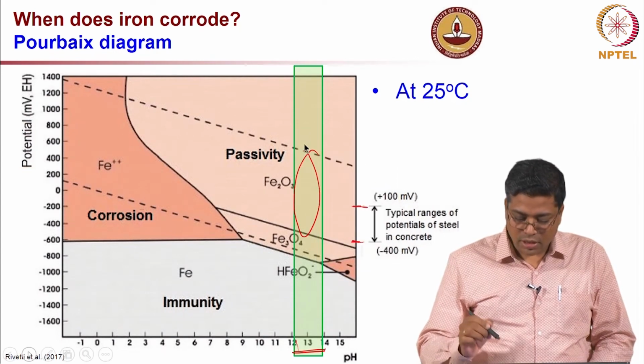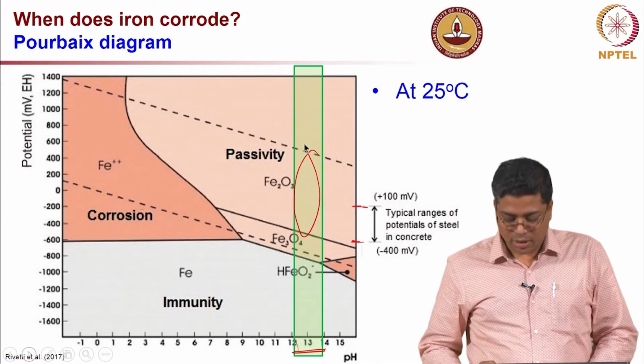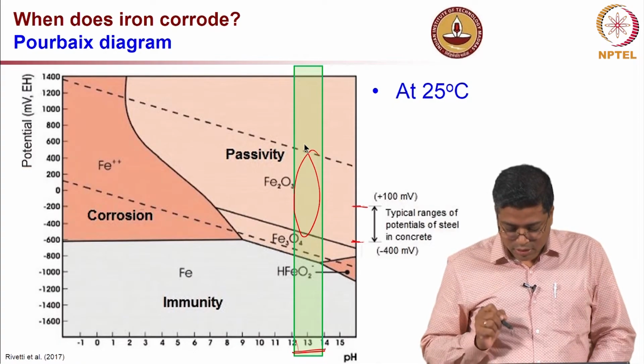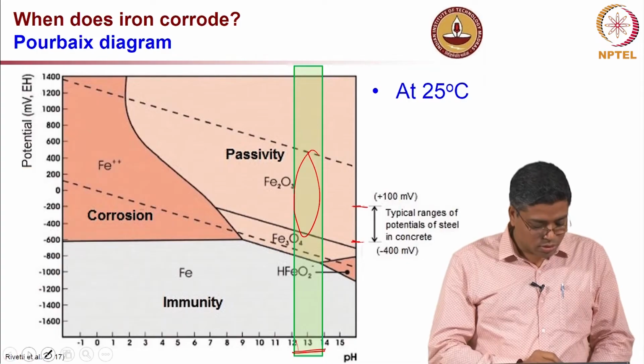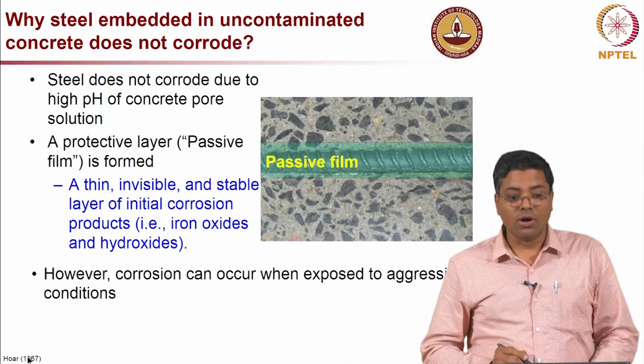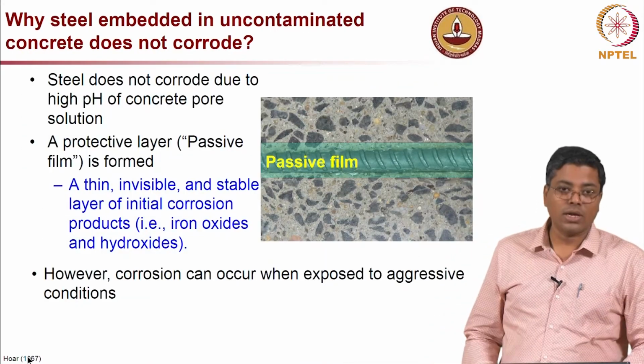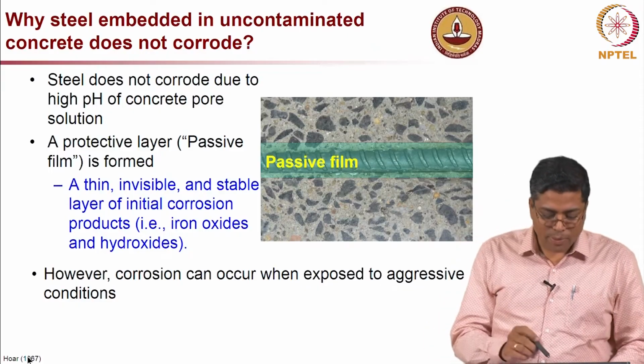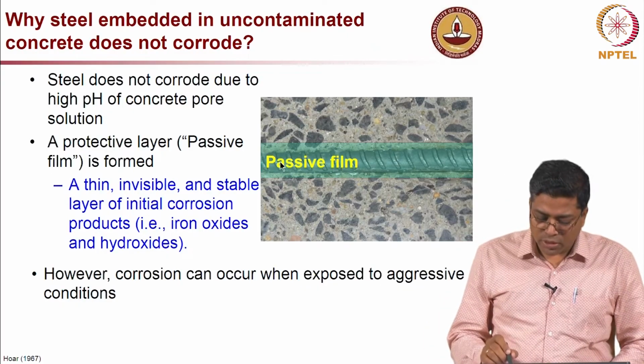So, this region I can really have a passive region. This is the reason why we are able to use steel in concrete and keep it there for a long time without any corrosion. So, what happens is, you put the steel in concrete.